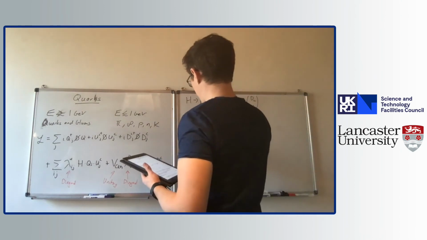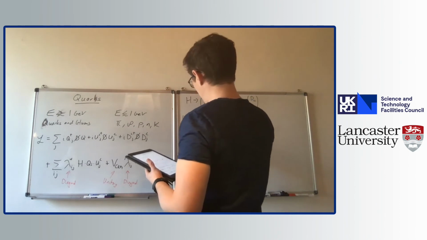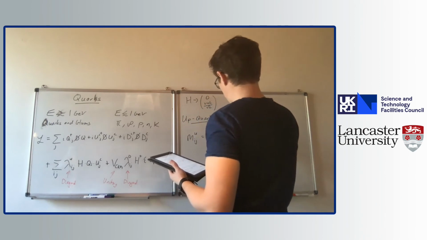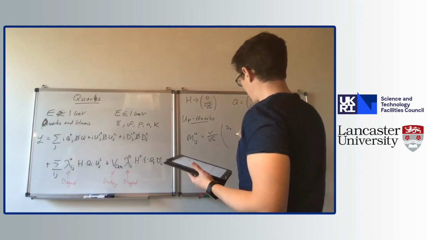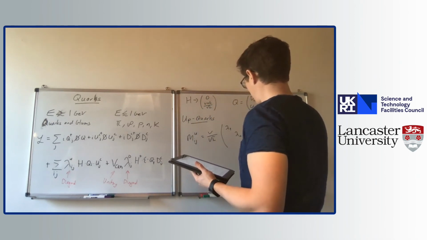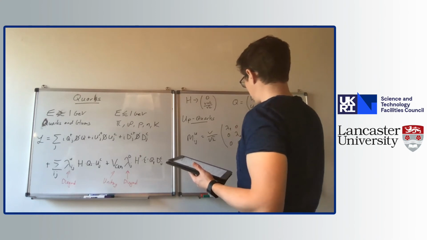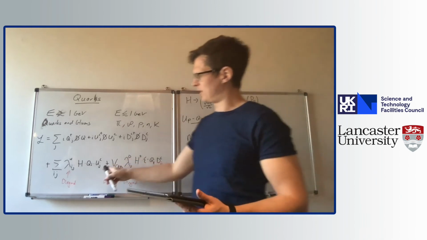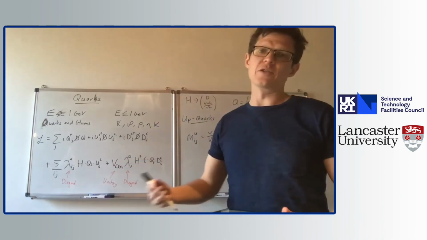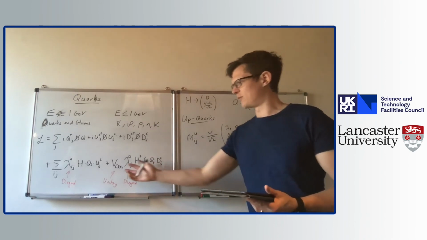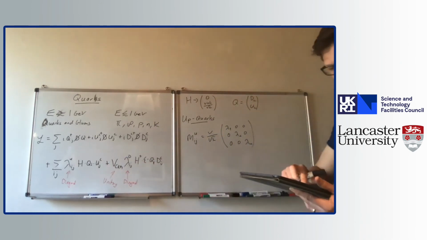So we get that M^u_ij is equal to v over root 2, and then we have lambda top, lambda charm, and lambda up. And all the other entries are 0. This is the mass matrix. And it's a Dirac mass matrix because we have a left and a right-handed component. We don't have something like U^c squared because that's forbidden by gauge symmetry. So these are Dirac masses.